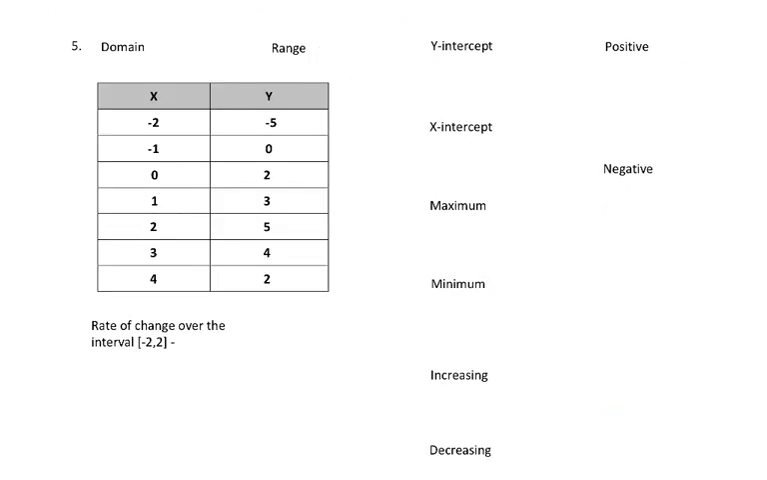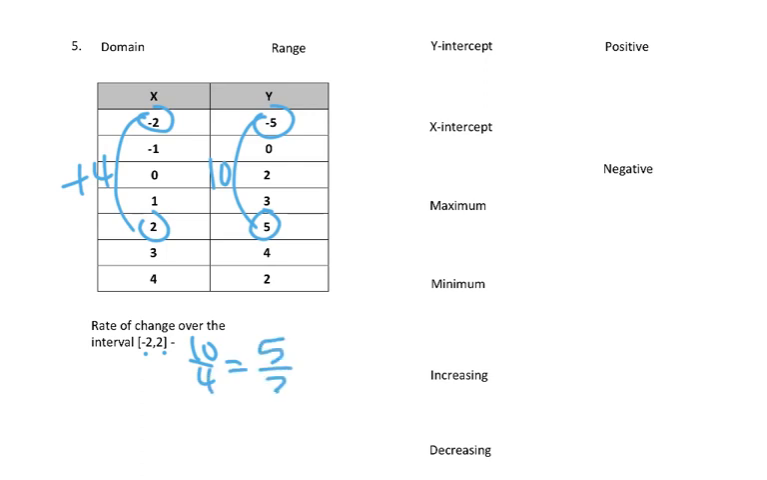Okay. So rate of change of negative 2 to 2. Negative 2 to 2, that would go up by 4. Negative 5 to 5 would go up by 10. So it would be 10 over 4, which would reduce to 5 over 2, or 2.5. Either one. Okay. Got that one out of the way.